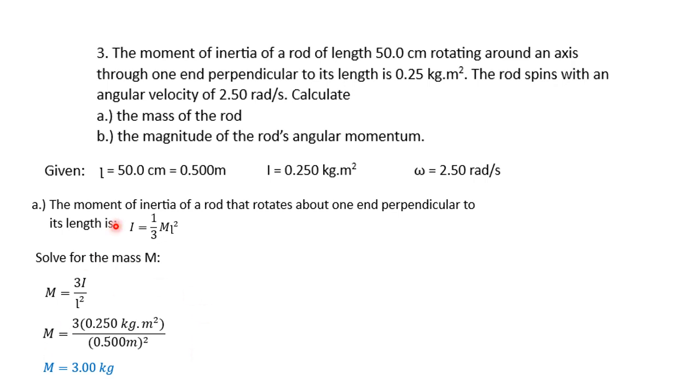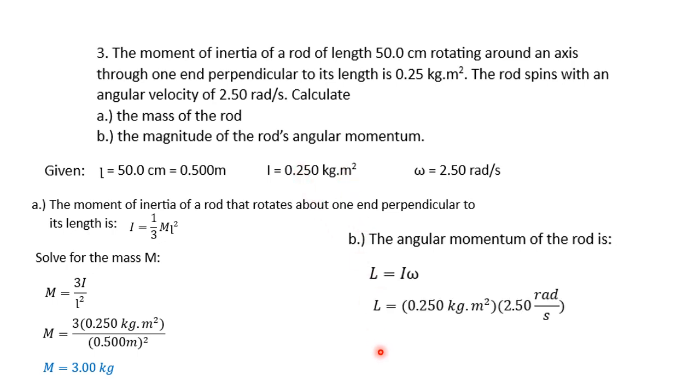So after finding the mass, we can now calculate the angular momentum using again the formula L equals I times omega. So we have I equals 0.25 kilogram meter squared times omega equals 2.5 radians per second. So we have an angular momentum of 0.625 kilogram meter squared per second.